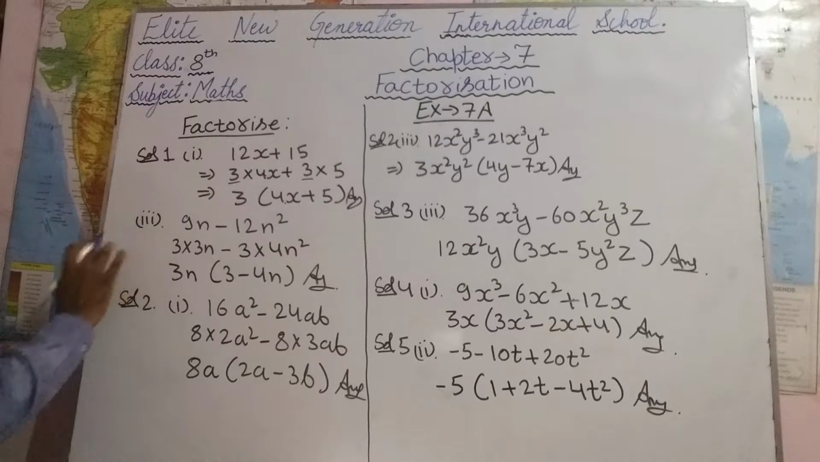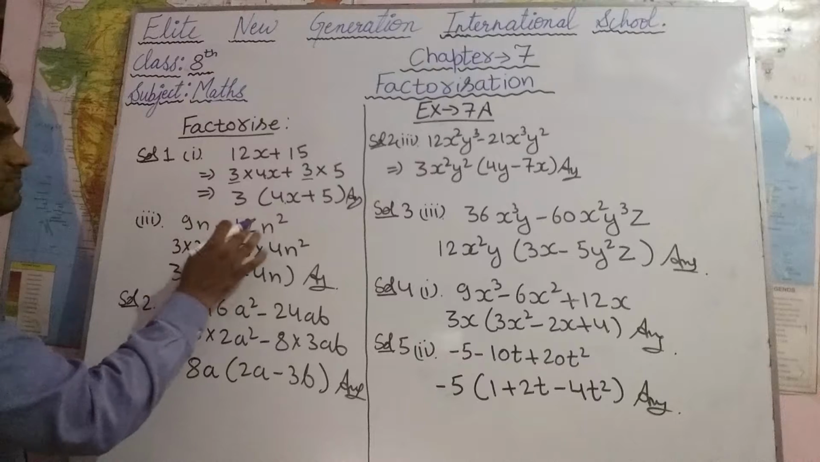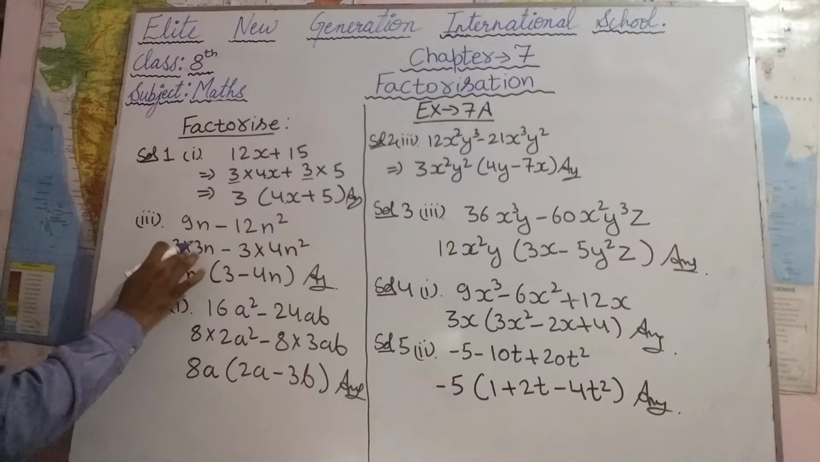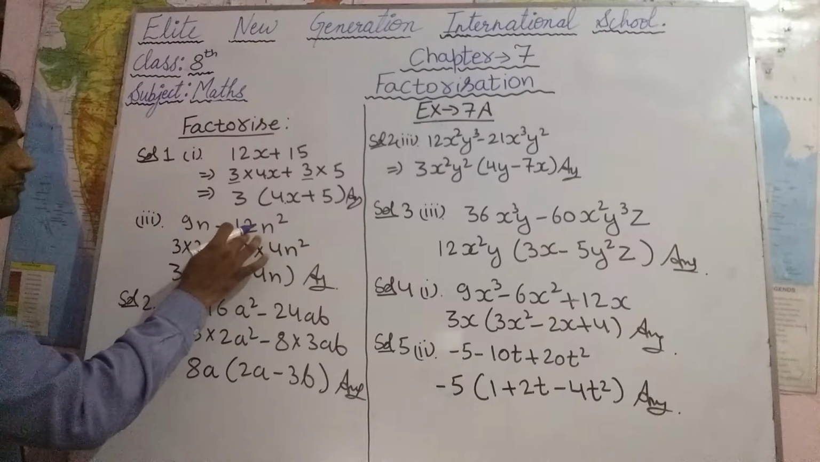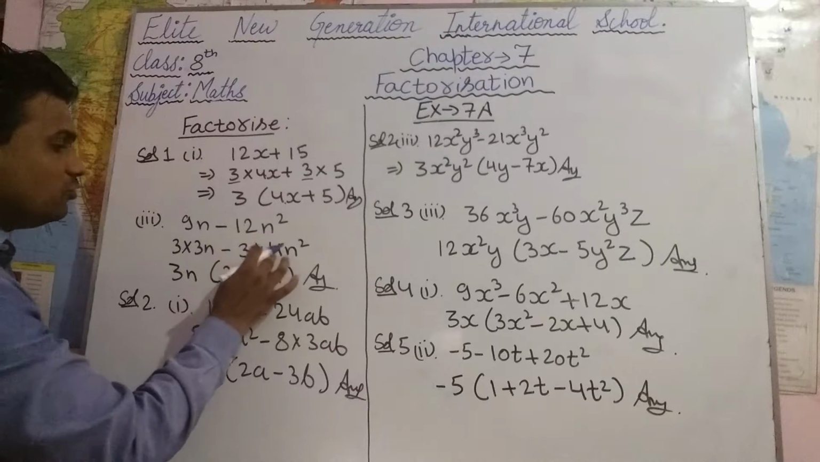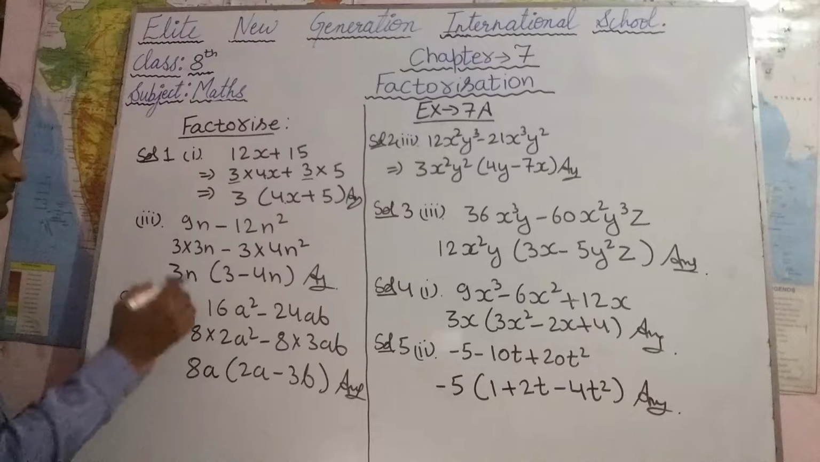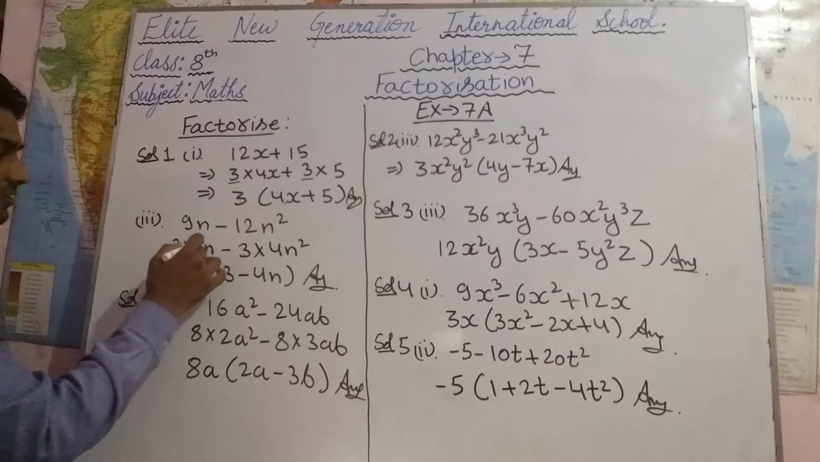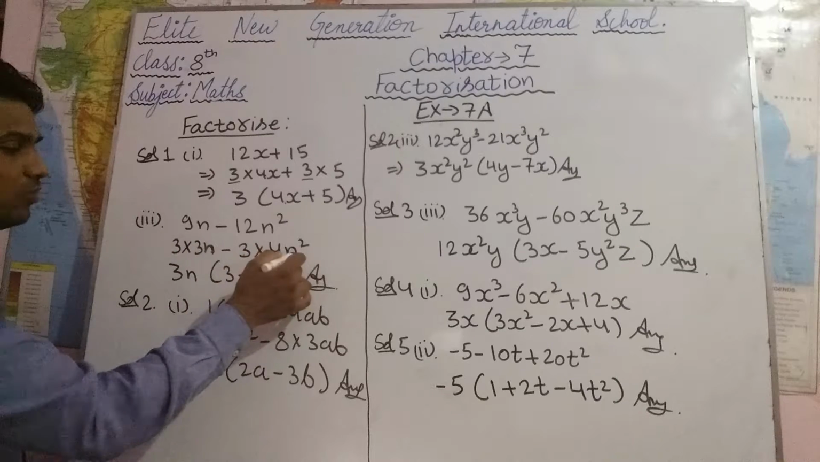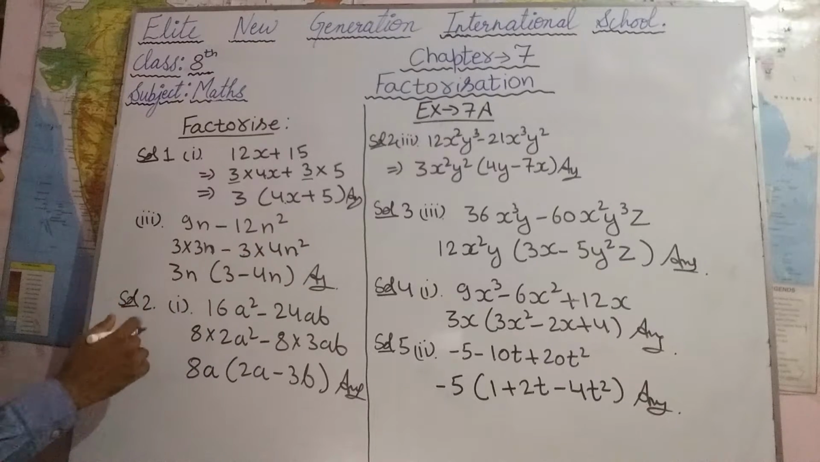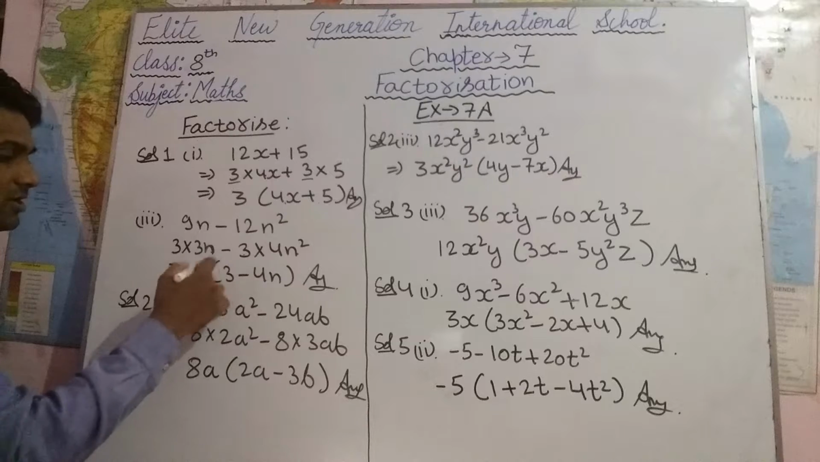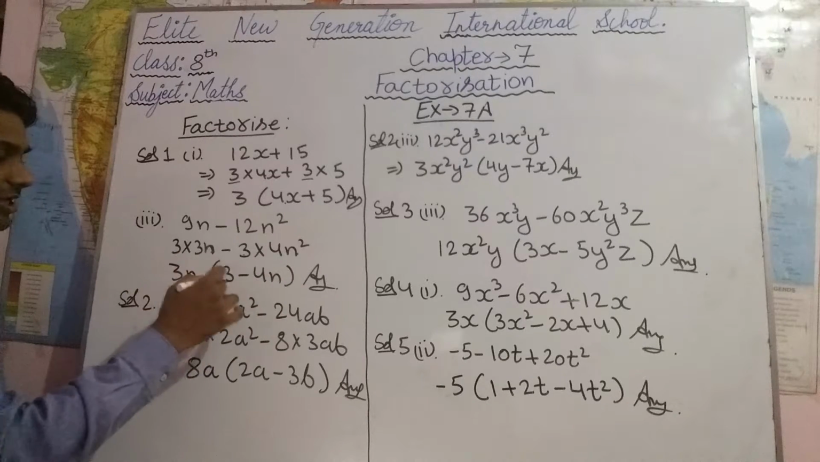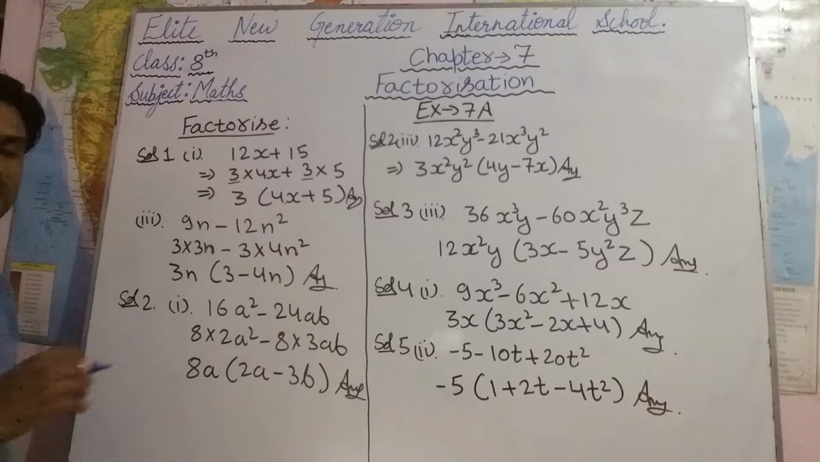After this, see, it's the third part. In the third part we have 9n minus 12n square. So in this we can write 3 into 3n minus, in place of 12 we can write 3 into 4n square. So here we can take 3 as common and n also common, because here there is n and here n square. So we can take 3n as common. So in the bracket it will be 3 minus 4n. So 3n in bracket 3 minus 4n will be the answer.